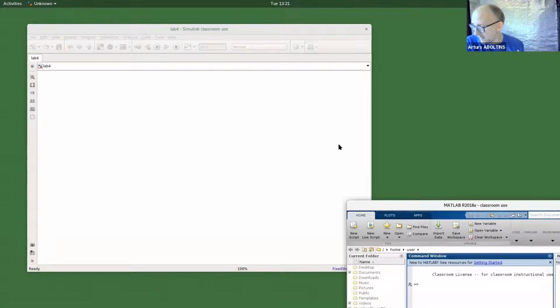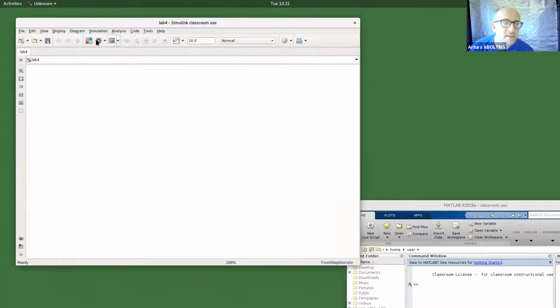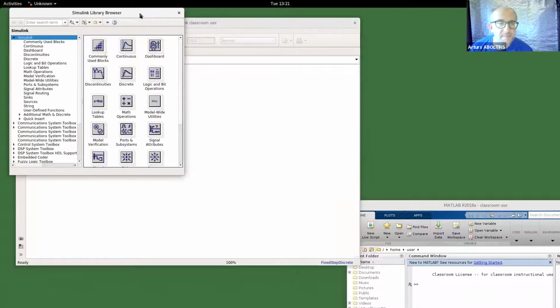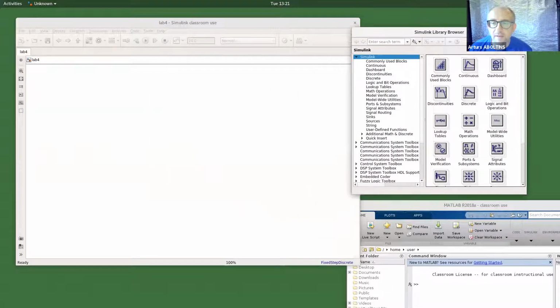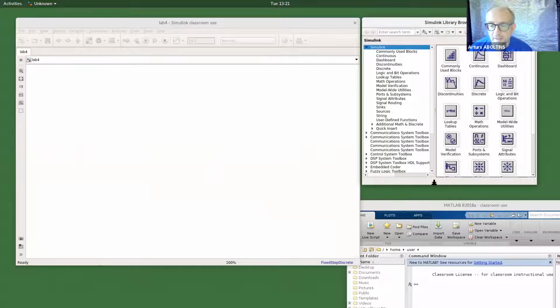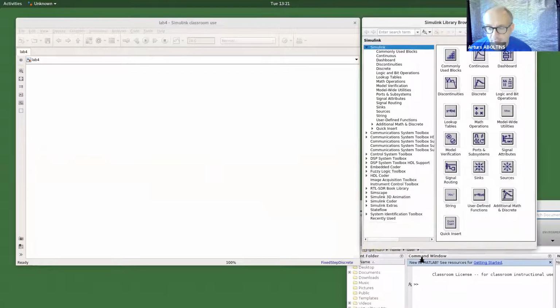Yes, the model consists of something like 1, 2, 3, 4, 5, 6, 7, 8, 9, 10 blocks. This is a very simple thing. So we will start with, okay, let's open the library here and find all these blocks. And then we will later configure them, but we will start with putting them on the table.